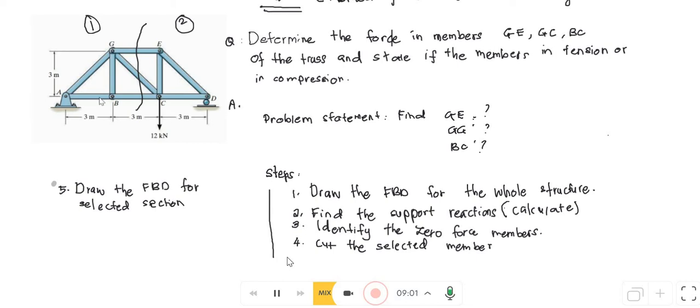So step number 5, we draw the FBD for the selected section, and then step number 6. Okay, when you draw the FBD for the selected section, we solve the problem.